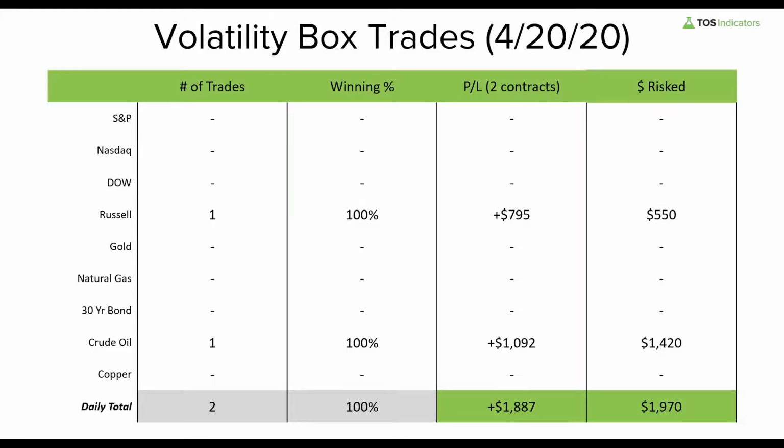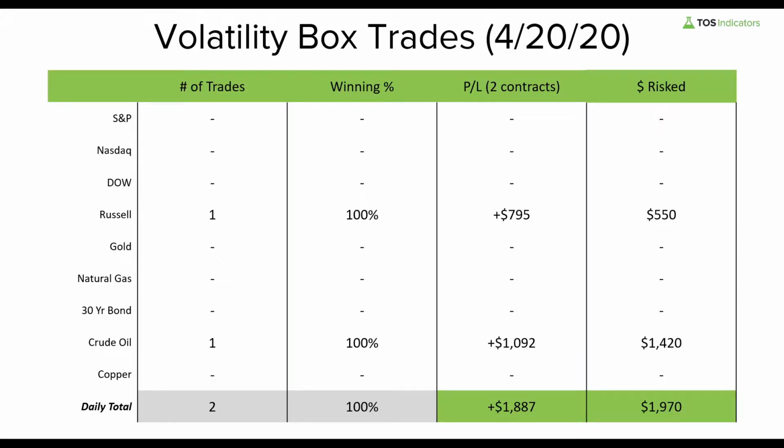Good afternoon, everyone. In this video, we're going to go through the trades that set up for April 20th, 2020. There were trades that set up in two different markets for us. One was the Russell 2000, in which we had an entry to go long using our aggressive volatility box models with an entry at the cloud, looking for a target at the cyan line.